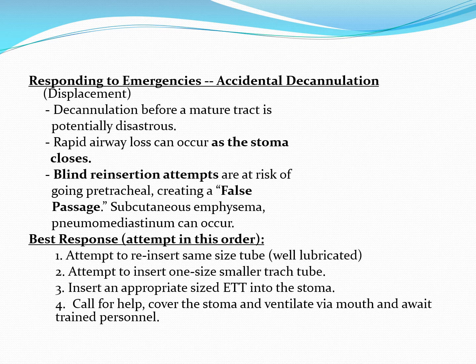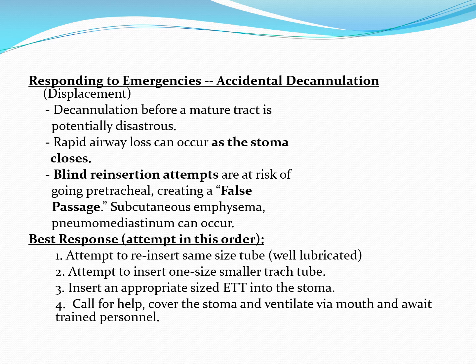Another area of concern is the potential for accidental decannulation, whether it's a patient deliberately pulling it out or an unplanned decannulation where the patient was rolled to one side and the tubing pulled and their trach tube came out. It's particularly troubling when the decannulation occurs before a mature tract is established. That can be potentially disastrous. Rapid airway closure can occur in an unestablished stoma. Blind reinsertion attempts are at risk of going into a false track, a false passage. You're passing through 7 layers of tissue from the outer portion of the stoma until you get into the trachea. So false tracks are a risk.